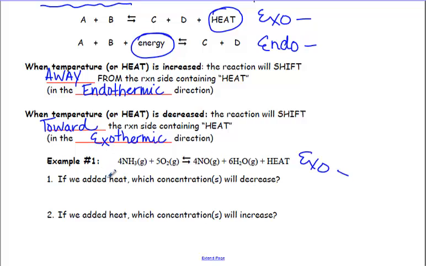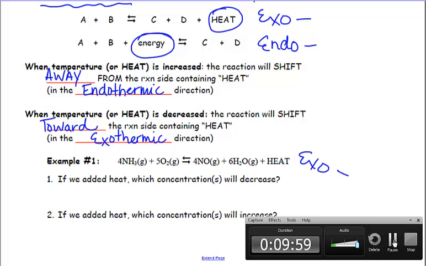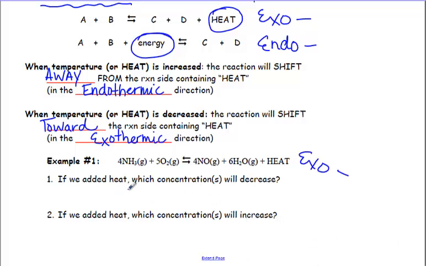If we added heat, which concentrations will decrease? Remember, if we add heat, it's going to go away, so it's going to shift to the left. So if we added heat, the concentration of everything on that side will decrease because it's all shifting toward the reactants. So all of the reactants would increase and everything on the right would then decrease. So we're going to say all products. Okay, and then if we add heat, which concentrations will increase? Then it would be the reactants.